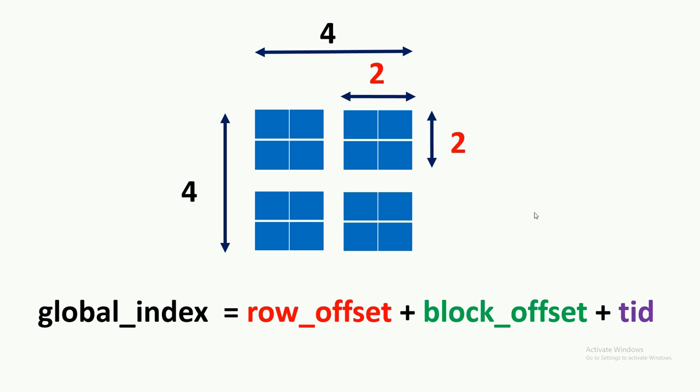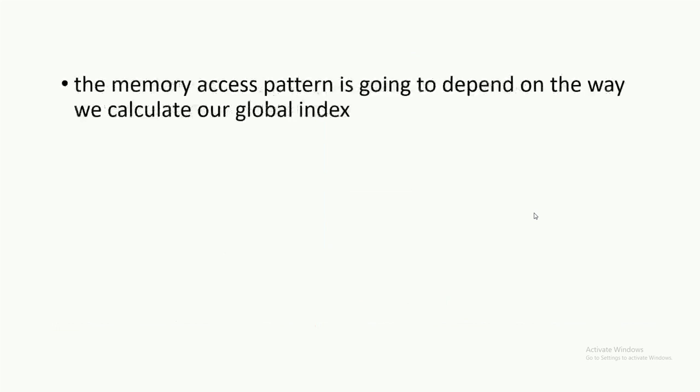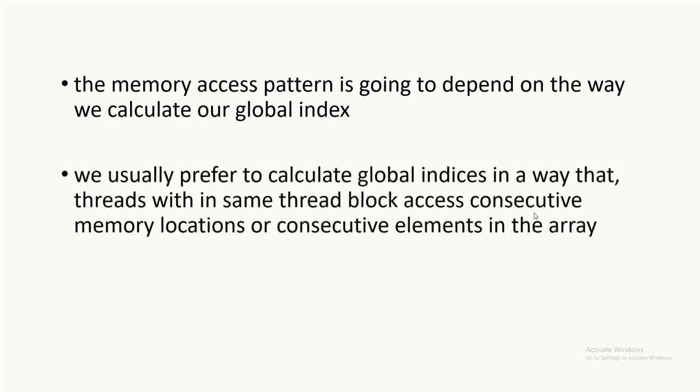This is the general equation we used to calculate global index in the previous example. In this example also, we are going to use this general equation, but each value calculation is going to be different than the previous case. When we access an array with calculated global index value, the memory access pattern is going to depend on the way we calculate our global index. We can calculate global index in different ways, but we usually prefer to calculate global indices in a way that threads within the same thread block access consecutive memory locations or consecutive elements in the array.